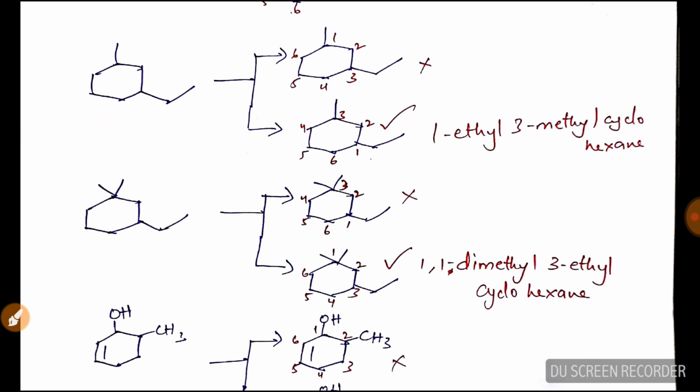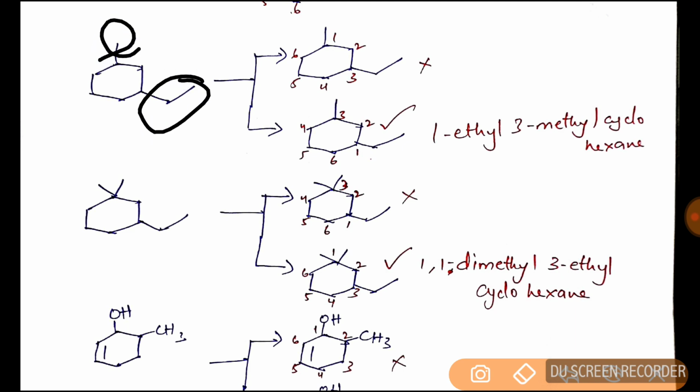Yeah, as you could see here, this cyclohexane has two substituents. One is ethyl and one is methyl. So which one should be given more preference? The numbering should be given from ethyl only. So according to the substituent rule, 1, 2, 3, 4, 5, 6.